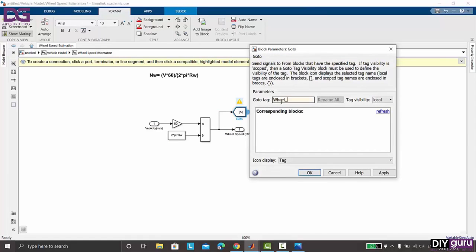So have the go to block and name it wheel speed. Keep tag visibility global because we will see all the outputs later. If it is local, then we will be able to use the go to block in this wheel speed subsystem block only.